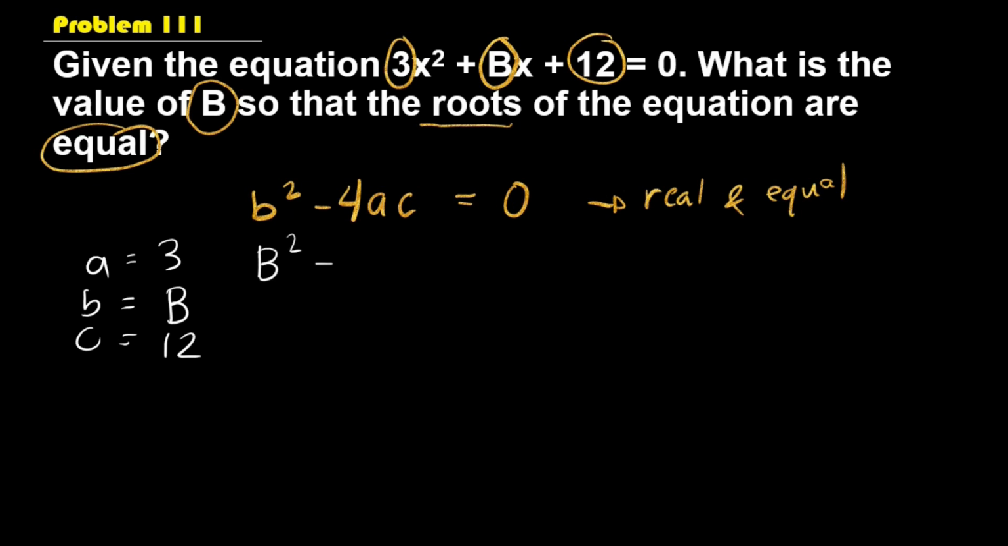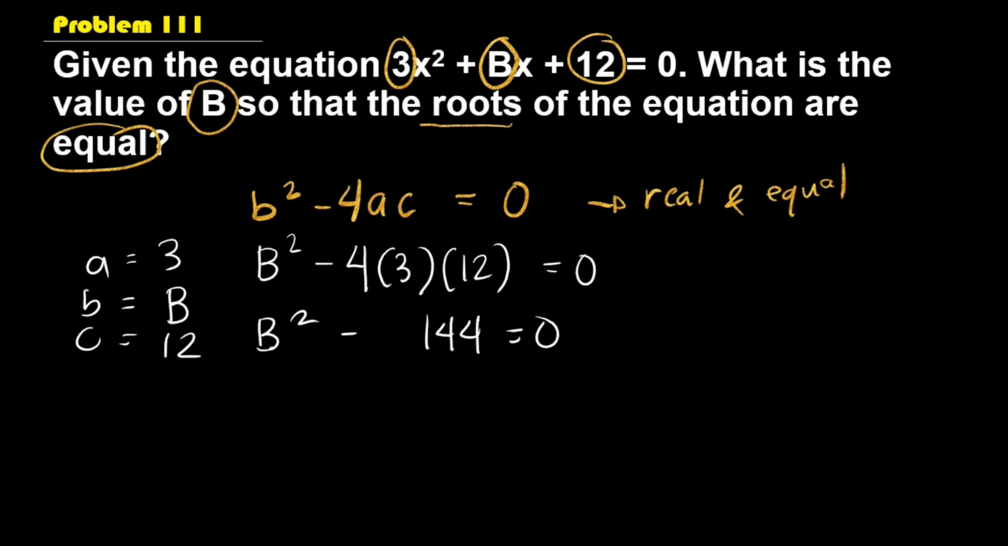So, B squared minus 4. Your A is 3 and your C is 12. Equals 0. So, B squared minus 4 times 3 is equal to 12 times 12 is equal to 144, equals 0. Then, ilipat lang natin si 144 sa kabila. B squared is equal to 144. Then, get the square root of both sides. Yan. And this will be equal to B is equal to 12. So, this is your answer.